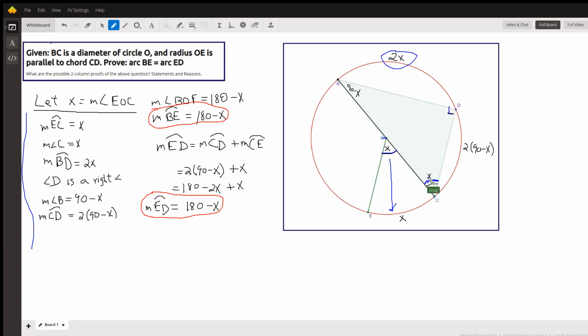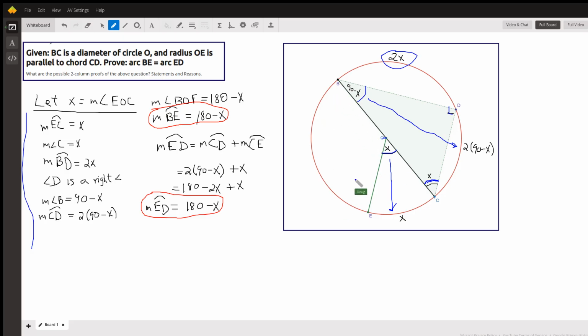So if this angle C is x, then this angle B is 90 minus x. Acute angles of a right triangle are complementary. But if angle B is 90 minus x, then the arc that it intercepts, which is arc CD, is twice the measure of the inscribed angle. And with that information, we got one other thing.